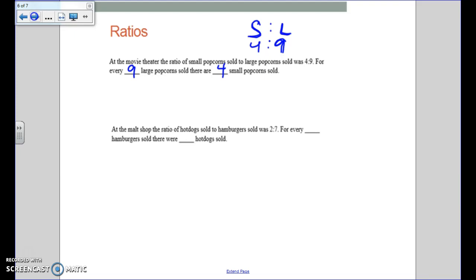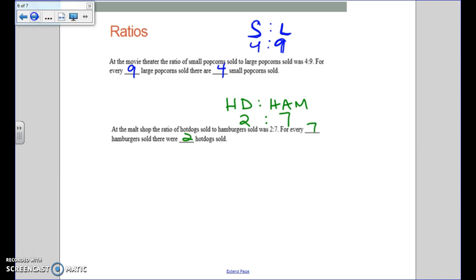And it says at the malt shop, ratio of hot dogs to hamburgers was 2 to 7. So for every blank hamburger sold, I'm going to say 7 hamburgers sold, there were 2 hot dogs sold. Okay? That's what I'm going to go with there.